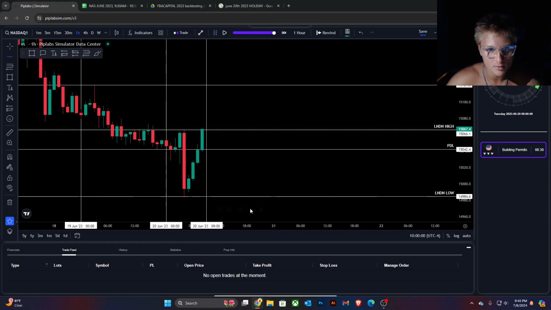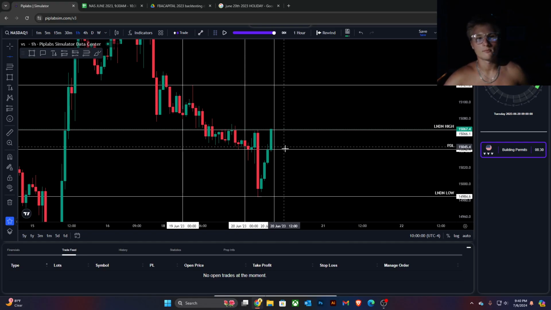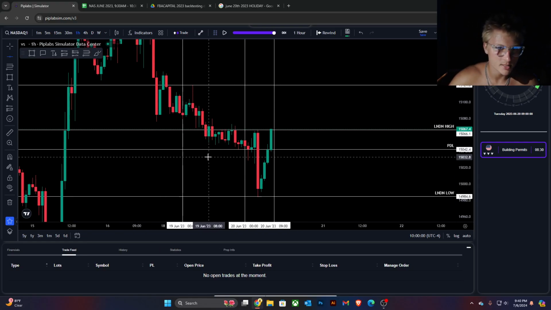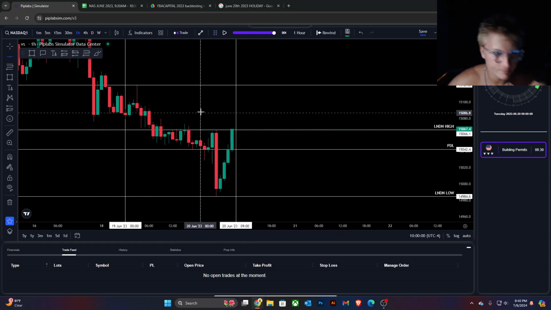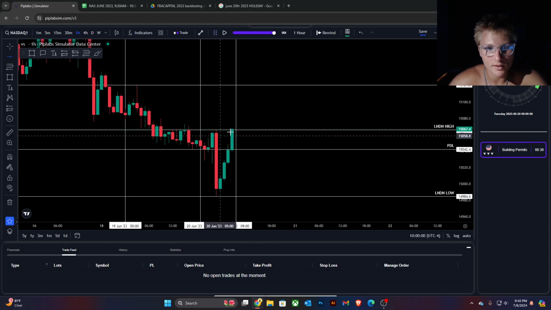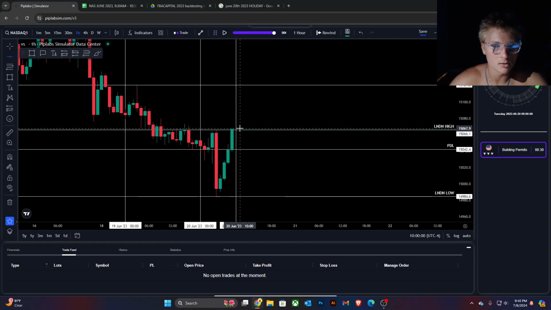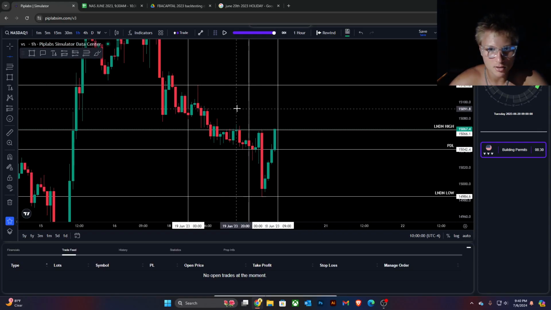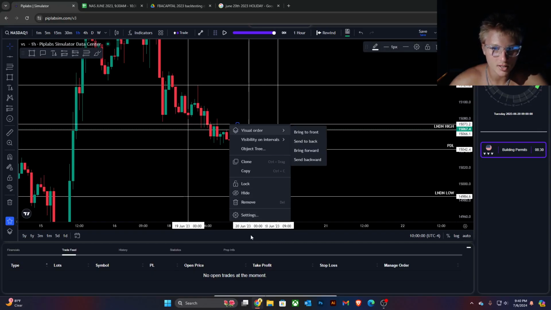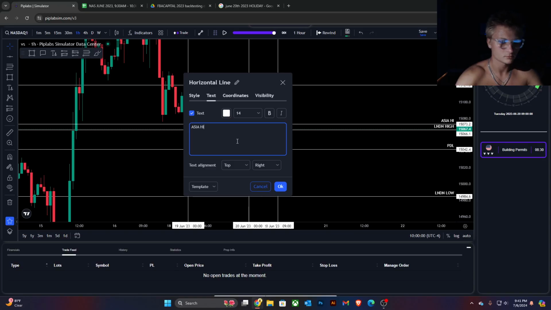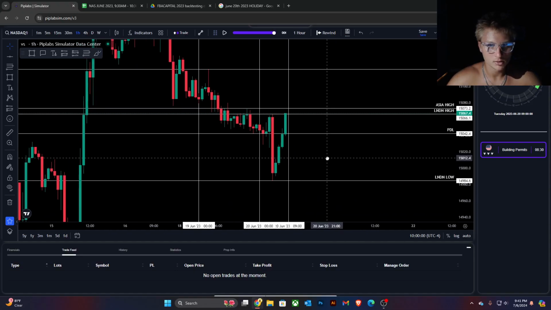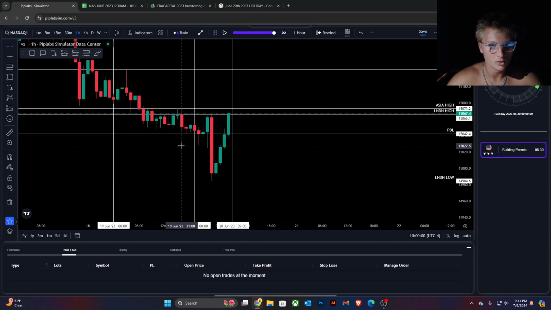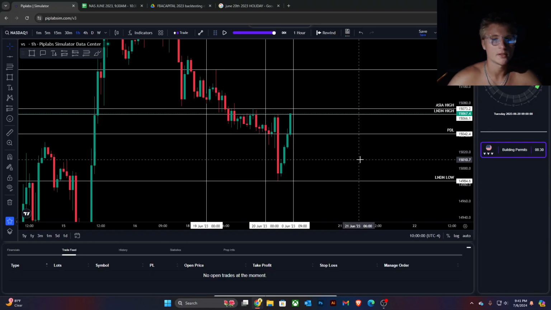Could possibly see a move lower based on the previous days being bearish. So a move lower could make sense, like as of right now, but market's not open yet. But yeah, let's just see, Asia high up here, and Asia low is not relevant here.